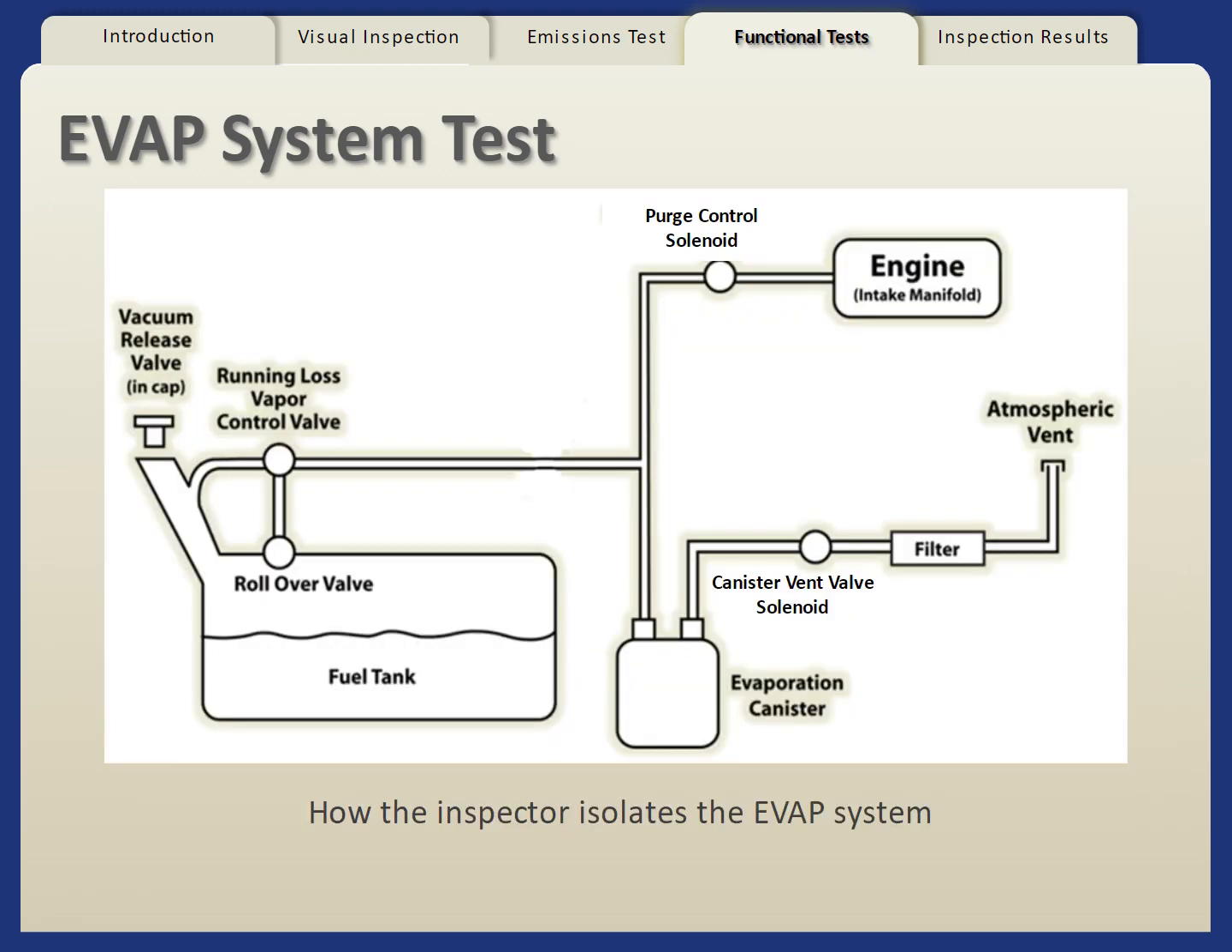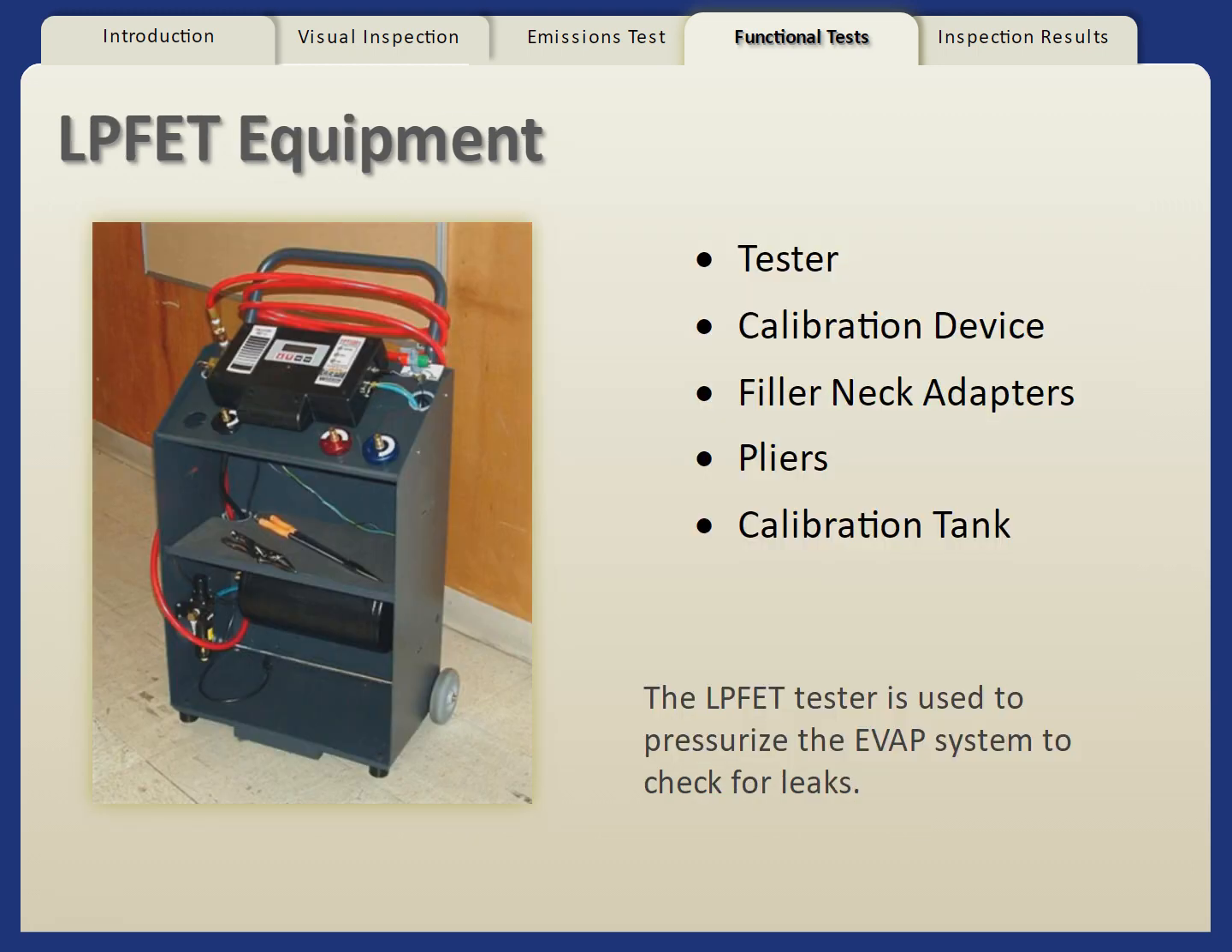This is an example of a typical fuel evaporation control system. The vapor hose is pinched off as close to the canister as feasible to seal as much of the system as possible. BAR has certified 2 manufacturers to produce LEPVET equipment. Both systems include the following components: a tester, a device to manually calibrate the tester, filler neck adapters to attach the tester to the vehicle in place of the fuel filler cap, pliers to pinch off the vapor hose and seal the system, a calibration tank.